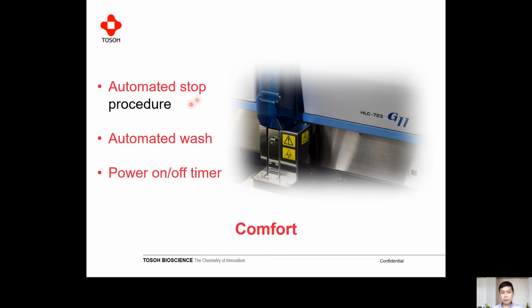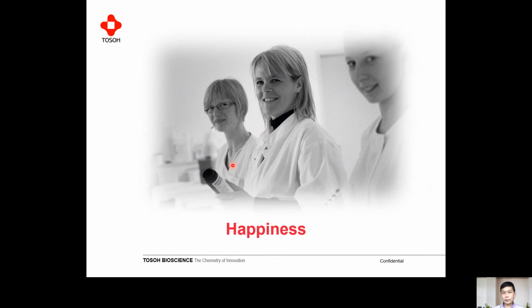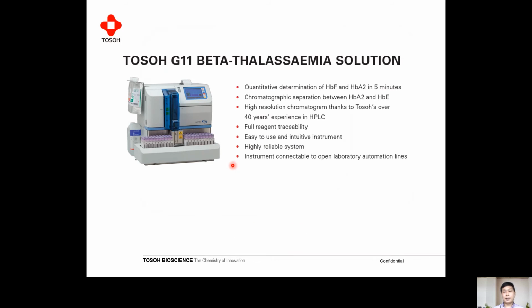So we have an automated stop procedure, automated wash, as I mentioned, and automated on and off timer to use our system easily. And there's no maintenance required, no weekly or monthly maintenance required by the user. Basically, you just use the system and report the results accordingly. Happy using Tosoh products. And next, I will talk to you just briefly about Tosoh G11 beta thalassemia.